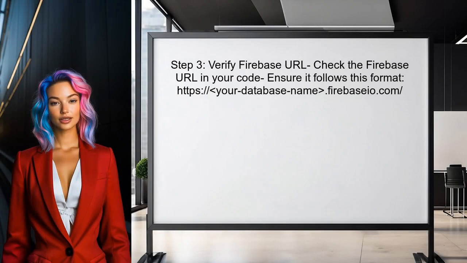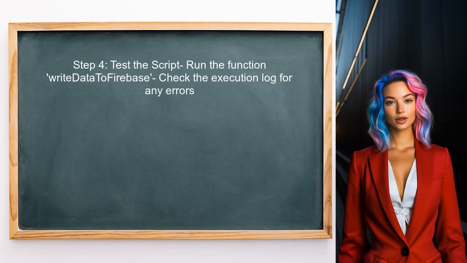After ensuring the library is added, the user should verify the Firebase URL is correct. This URL should point to the database they intend to use. Finally, the user should test the script again after making these adjustments. They can do this by running the function write data to Firebase in the Apps script editor.